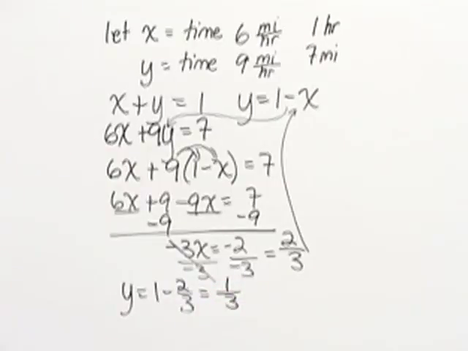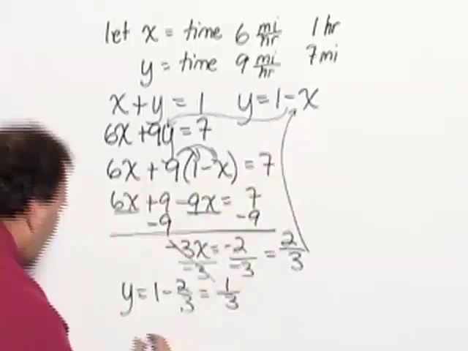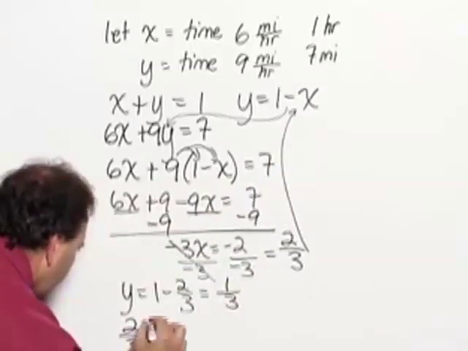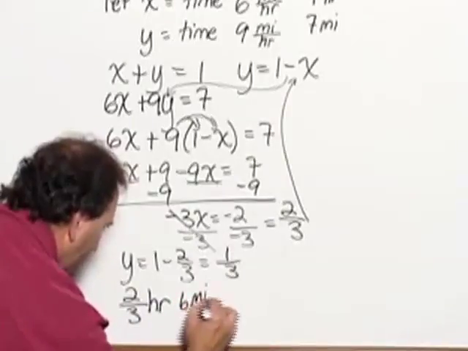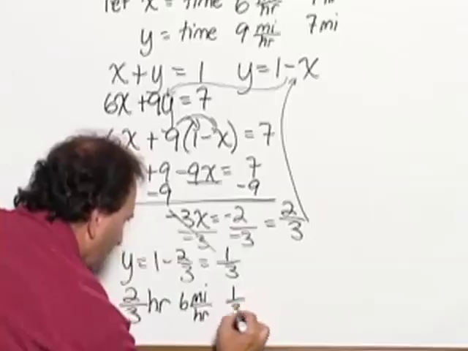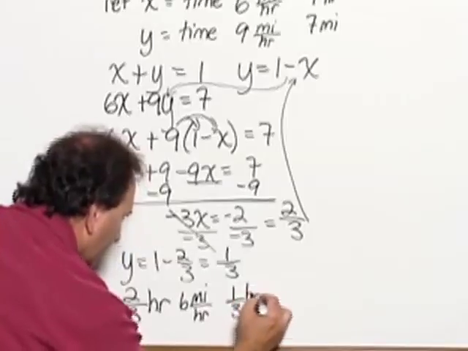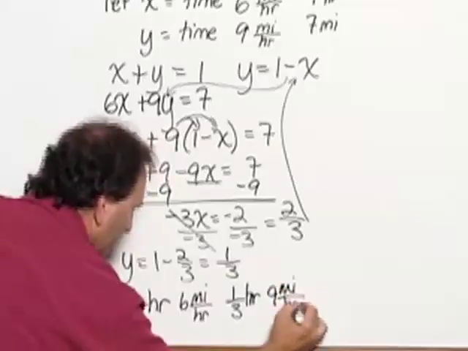So what that tells us is that the jogger jogged for 2/3 of an hour, which is x, 2/3 hour. And remember, x was the 6 miles per hour. And the jogger jogged 1/3 of an hour at 9 miles per hour.